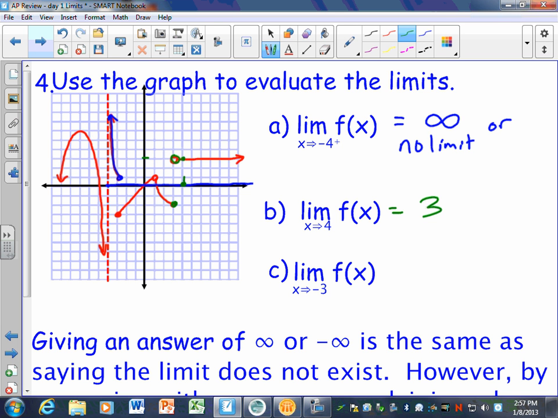Find the limit as x approaches negative 3. Negative 3 is right here, and we got a problem. Coming from the left, we're up here on this segment of the graph. Coming from the right, we're down here on this segment. Those do not meet up, so we have to say that no limit exists.